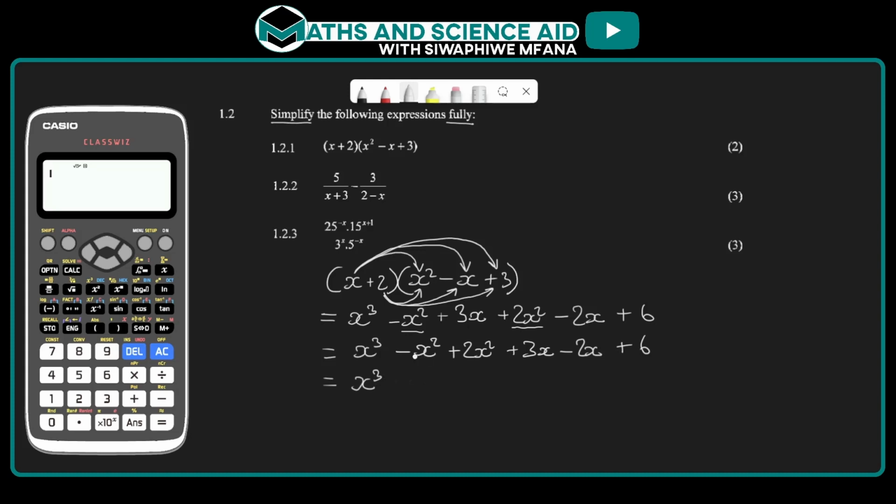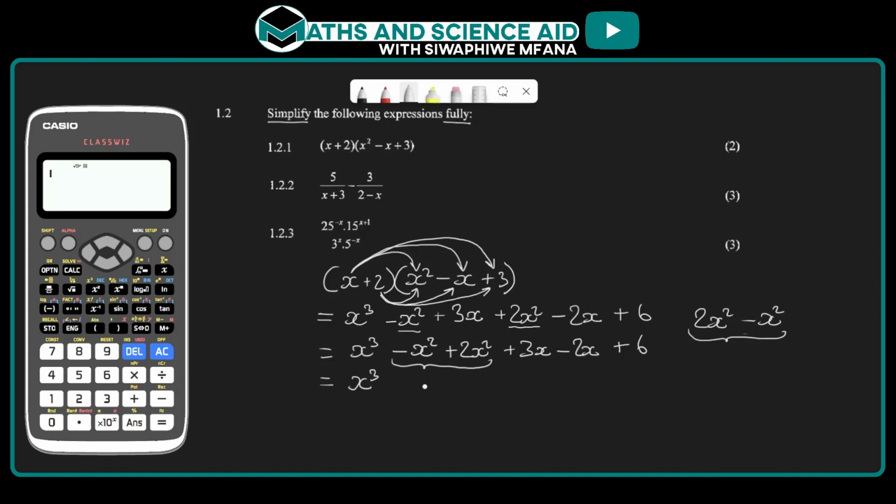And so here we have negative x squared plus 2x squared. And you must note that because of the commutative property of addition or subtraction, we can also write this as 2x to the power of 2 minus x squared, because the order does not matter. So for some people, it may be easier to combine these if you write them like this, as opposed to when you are reading the terms like this.